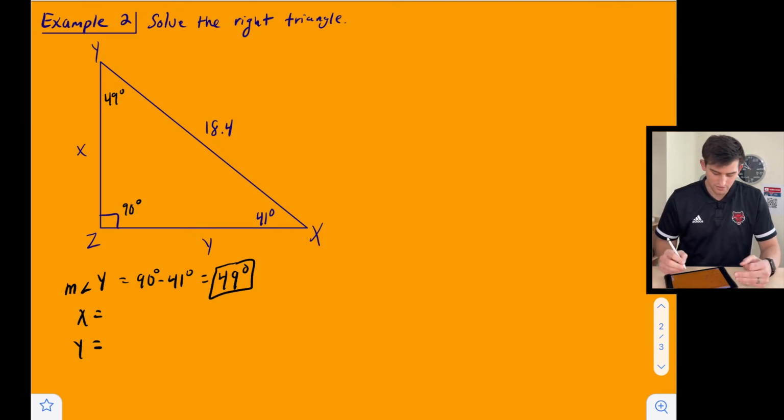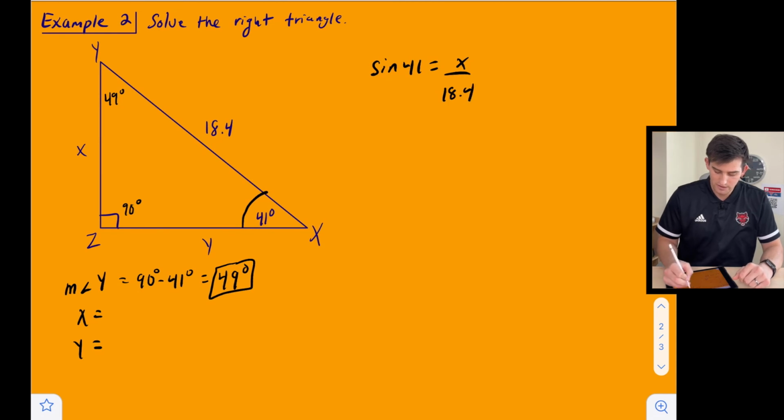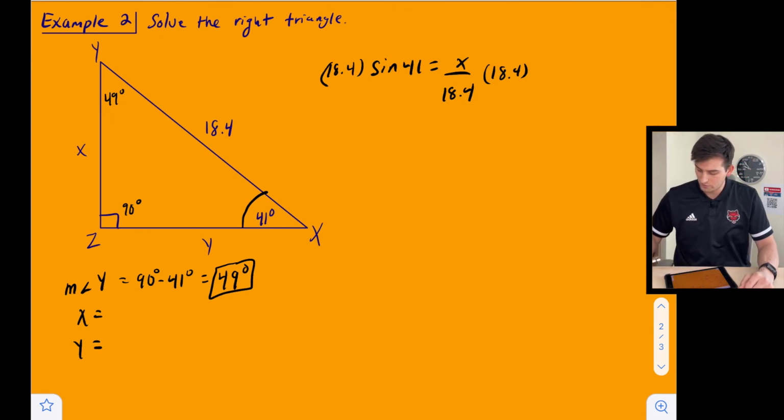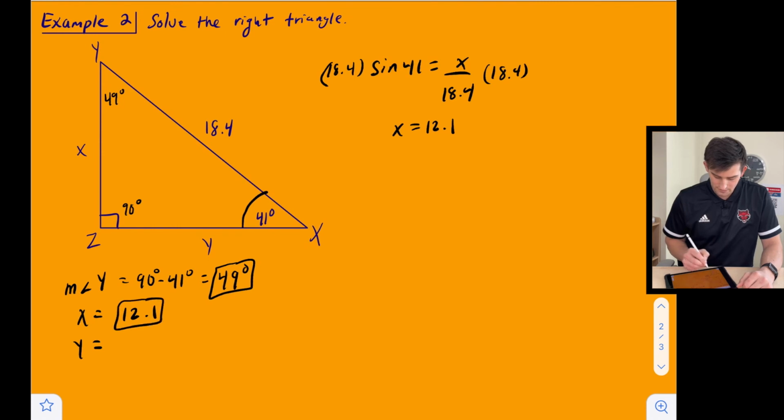All right, so let's try to solve for x here. If I use my angle 41, I'm going to say the sine of 41 is equal to opposite, so x, over hypotenuse, which is 18.4. To solve this, we just multiply both sides by 18.4, and we type this in our calculator. So 18.4 times sine of 41 gives me 12.1. We'll round that to the nearest tenth, so 12.1, and we'll add that right here.